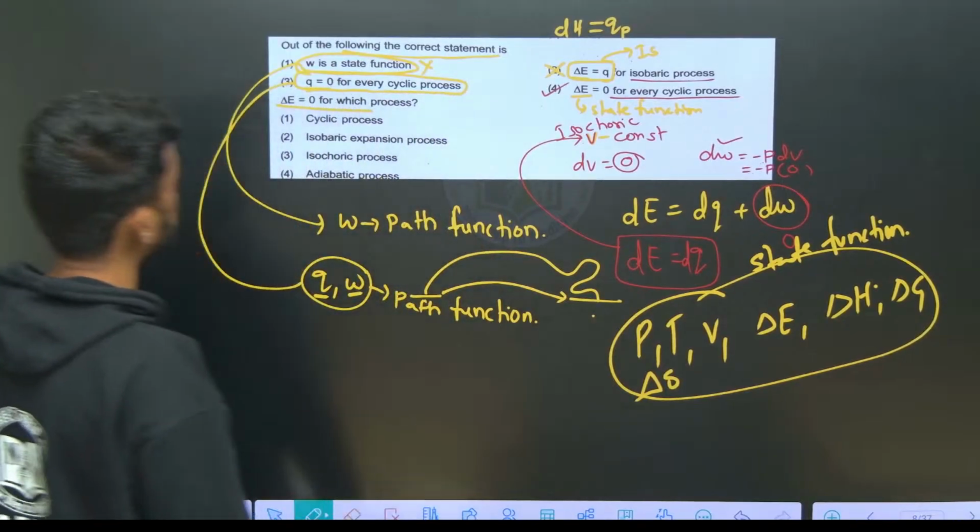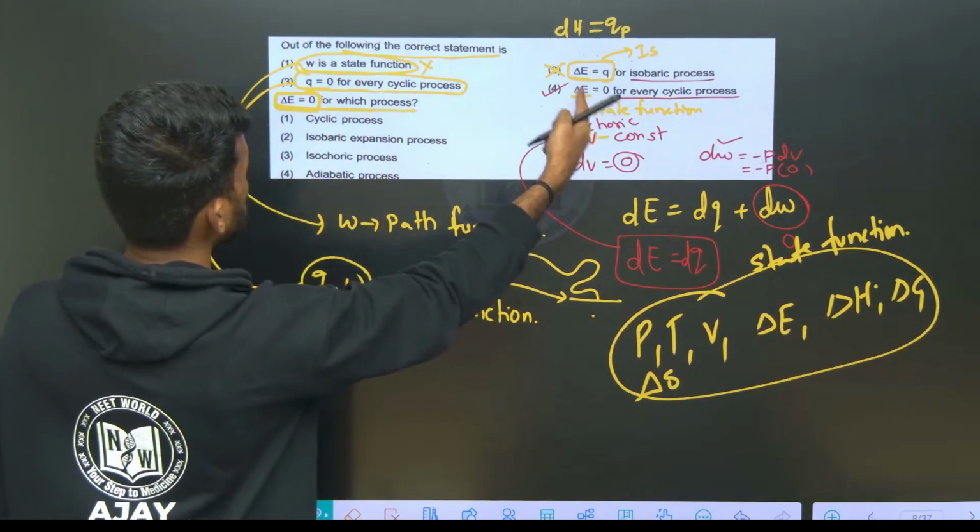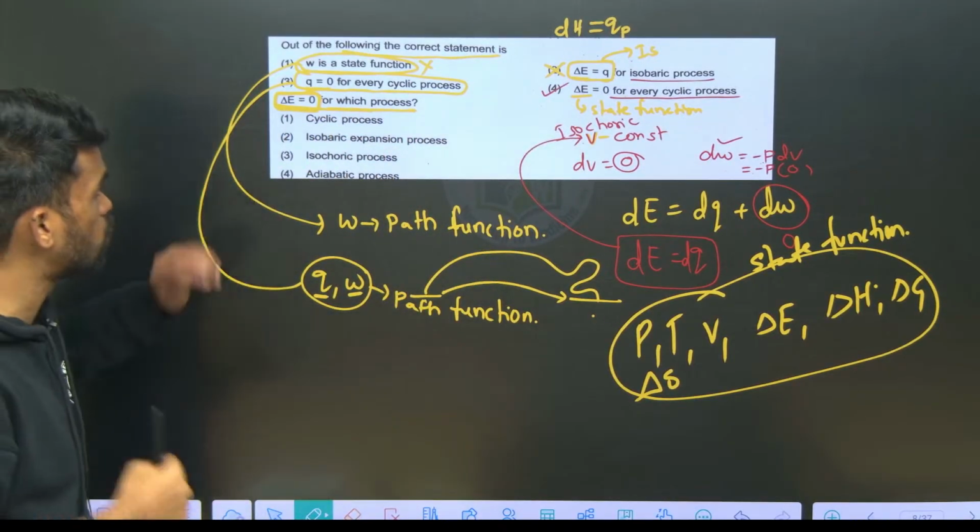Now here I have one more question. Delta E is equal to 0 in which process? Like the above question, I have one more question as homework. Tell me.